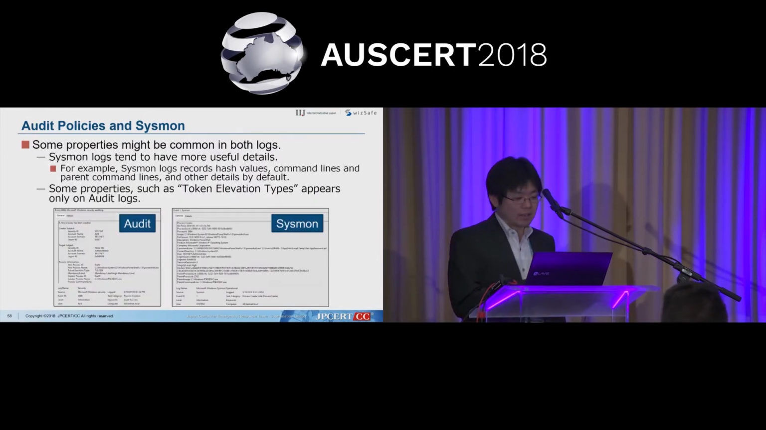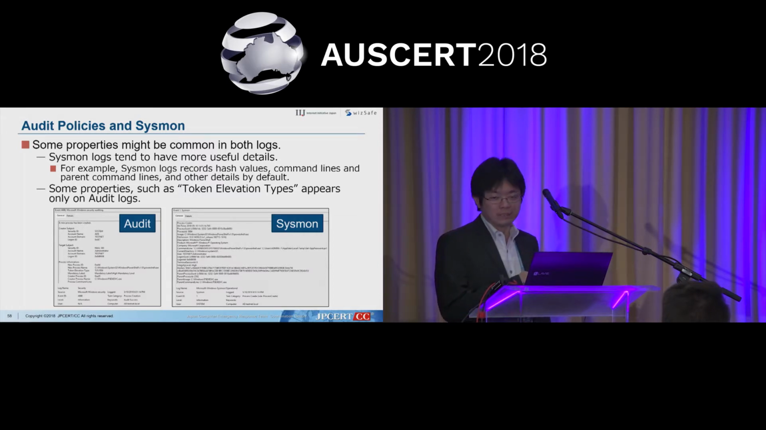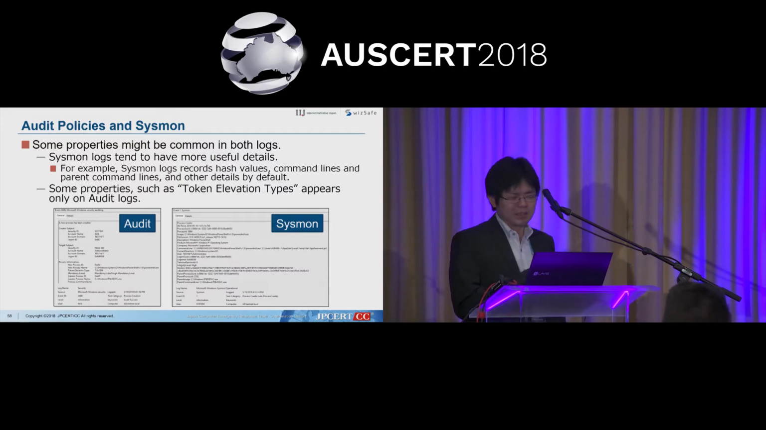So if you take a look at the audit policies and Sysmon, some of the properties might be common in both logs. But as far as we've seen, the Sysmon logs tend to have more useful details. For example, Sysmon logs record the hash values, command lines, parent command lines and other details by default. And one other good thing about Sysmon is that it's updated very frequently. One of the things they've added in the recent version is the application descriptions and versions, which you can see in the properties of the executable files.